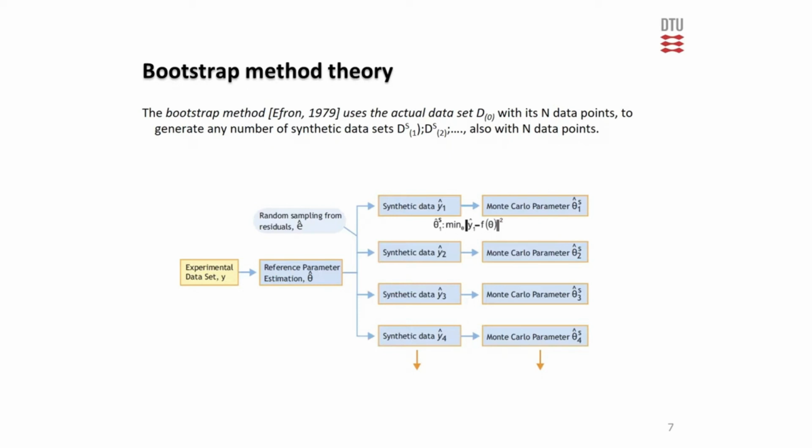For each dataset, the same estimation procedure is performed. This results in a set of simulated measurement parameters, namely theta S1, theta S2, and so on. These will be distributed around theta 0 in the same way that theta 0 is distributed around theta true.